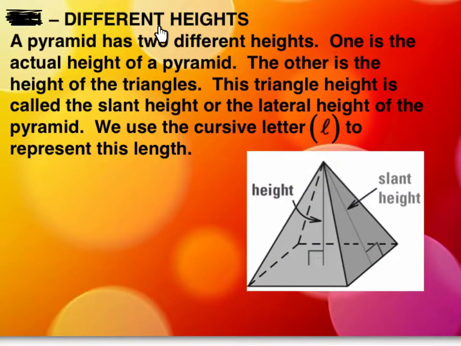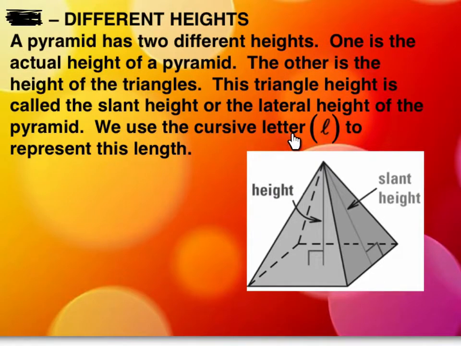There can be different heights that I've already discussed, but we'll take a look at this picture so you have the information down. A pyramid has two different heights. One is the actual height of the pyramid, which is like the internal height, I like to call it. And the other is the height of the triangles, which is the slant height. This triangle height is called the slant height or the lateral height of the pyramid. So there's two names referred to the slant height. It could also be called lateral height.